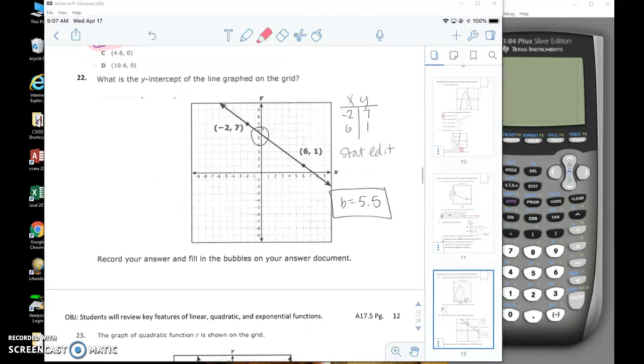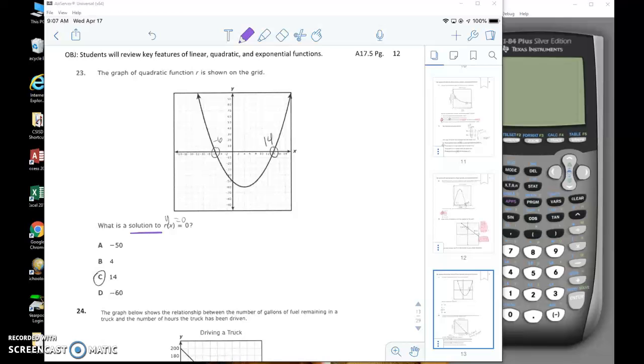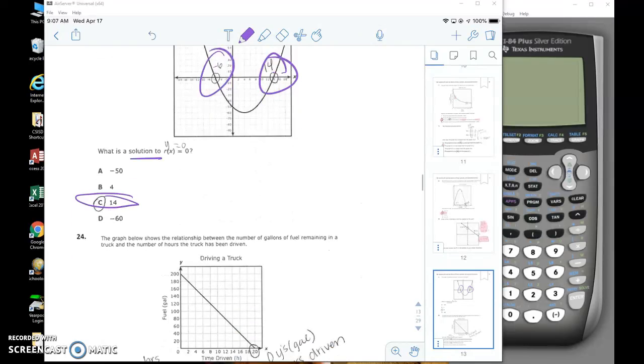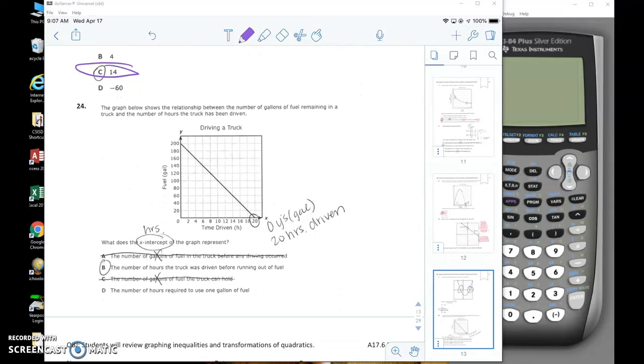On number 22, the y-intercept is 5.5. You could have used stat edit to get an exact number, or you could have looked at this and said it's right in between 5 and 6 for the y-intercept. Number 23, what is a solution? What is an x-intercept? The correct answer was C, 14. And number 24, the x-intercept represents the number of hours the truck was driven before running out of fuel.